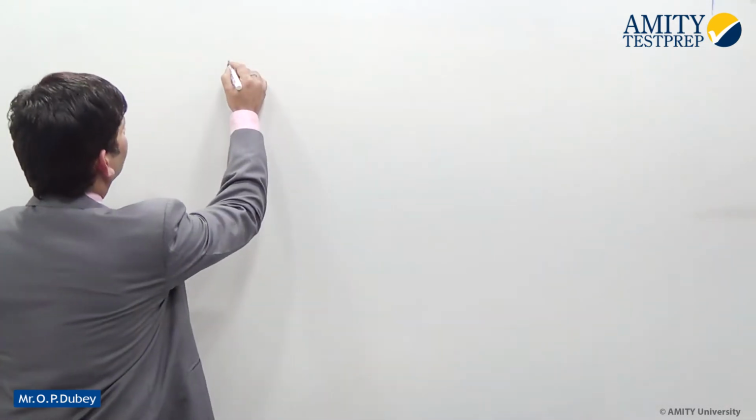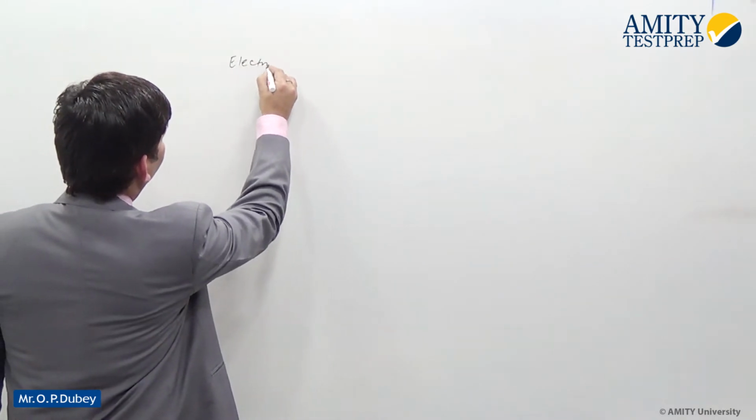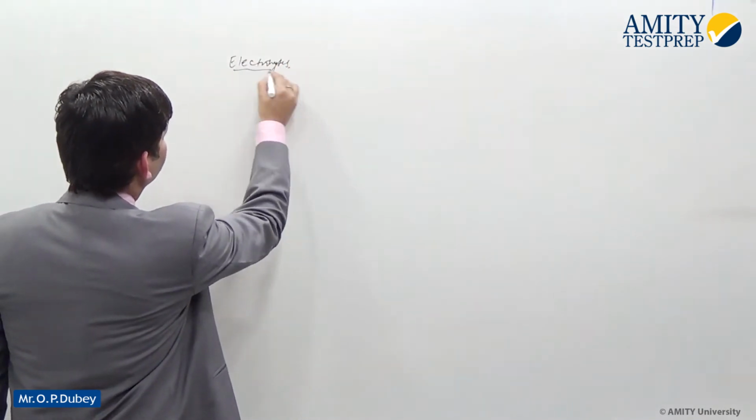Let us first start with the electrolytes. What are electrolytes and non-electrolytes, and what are strong electrolytes and weak electrolytes. Actually, electrolytes are those chemical substances which dissociate in aqueous solution, in water, and the non-electrolytes are the chemical substances which do not undergo dissociation, do not give ions in the aqueous solution when they are dissolved in water.